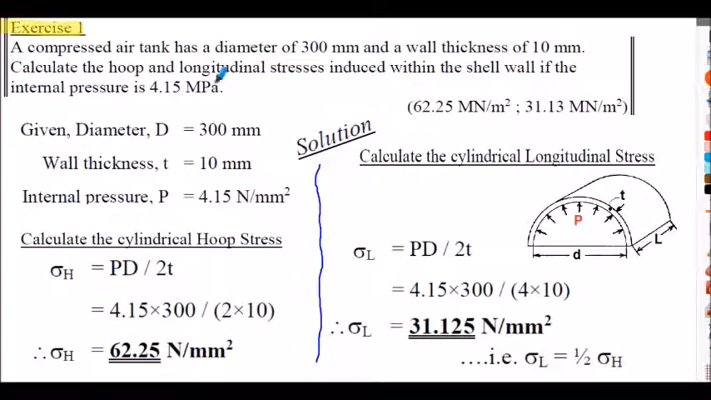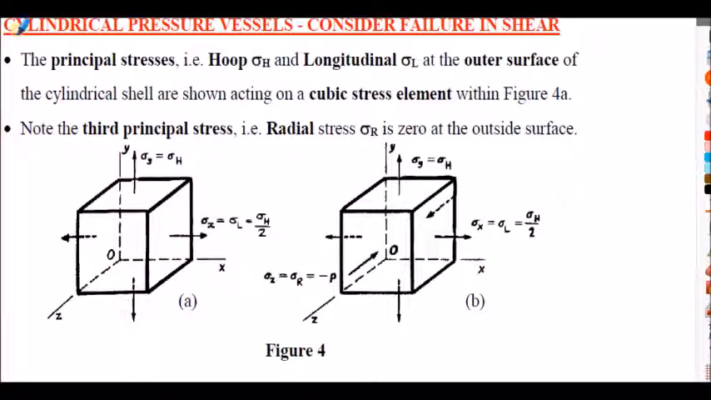Exercise 1, full solution. A cylindrical pressure vessel with failure in shear. Now, we don't really have all the theory to really understand this level, but anyway, I'll just outline it briefly. So the principal stresses, the hoop stress and the longitudinal stresses at the outer surface of the cylindrical shell are shown acting on this cubic element below.